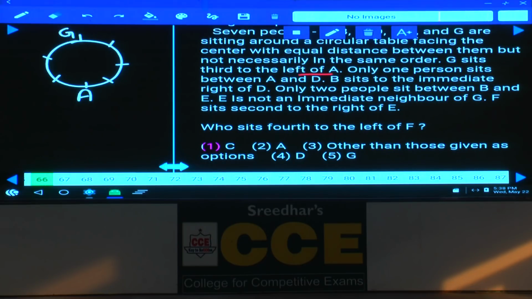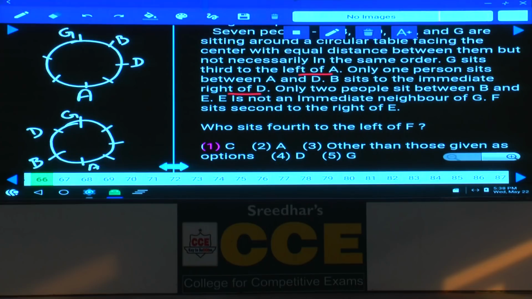Only one person sits between A and D. As only one person is between A and D, how many possibilities? D can be here or D can be to the left-hand side of this person. And A is here, G is here. Only one person between A and D, D can be here. Clear now? B sits to the immediate right of D. Here also B sits to the immediate right of D.